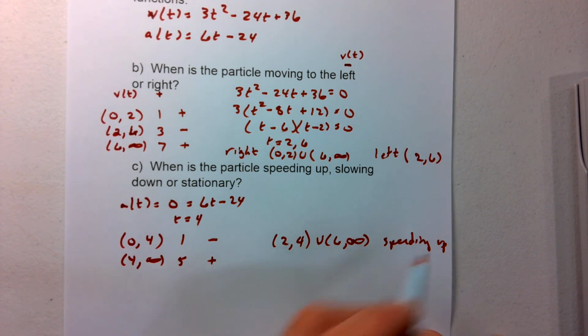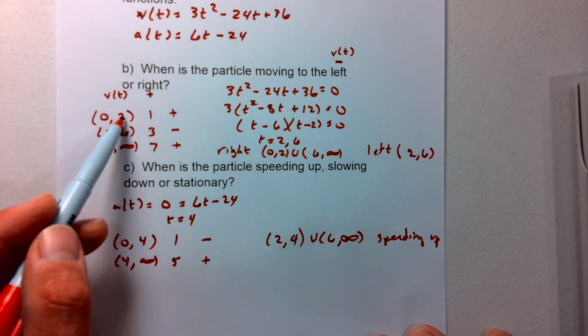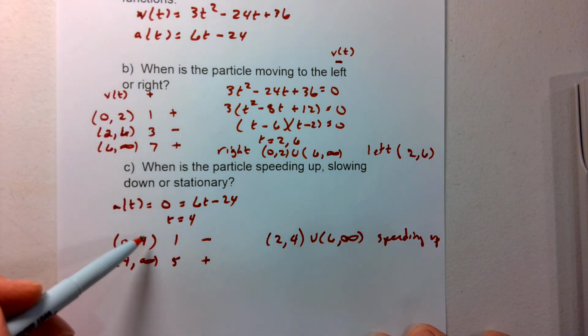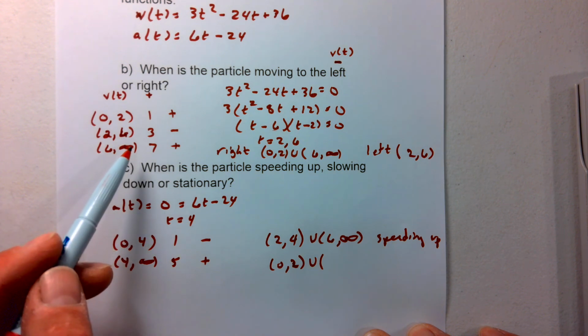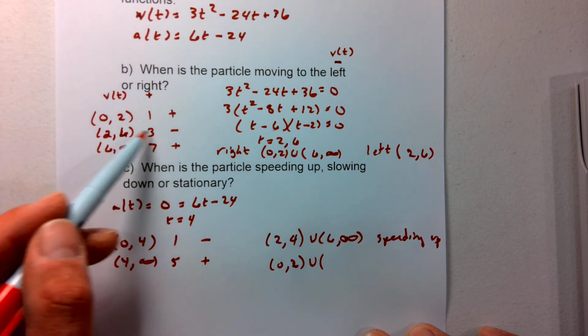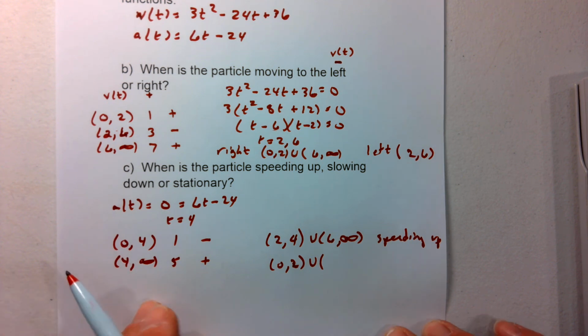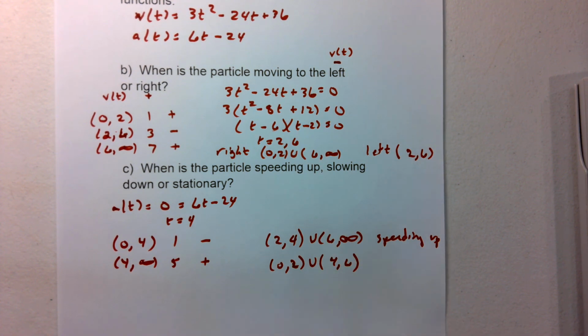Slowing down is when my signs are different. So from 0 to 2, I'm positive. 0 to 4, I'm negative. So those are going to overlap from 0 to 2. They're also going to be opposite signs. I know 2 to 6, I'm negative. 4 to infinity, I'm positive. So I know I'm going to overlap those from 4 to 6. So we know that they are going to be slowing down.